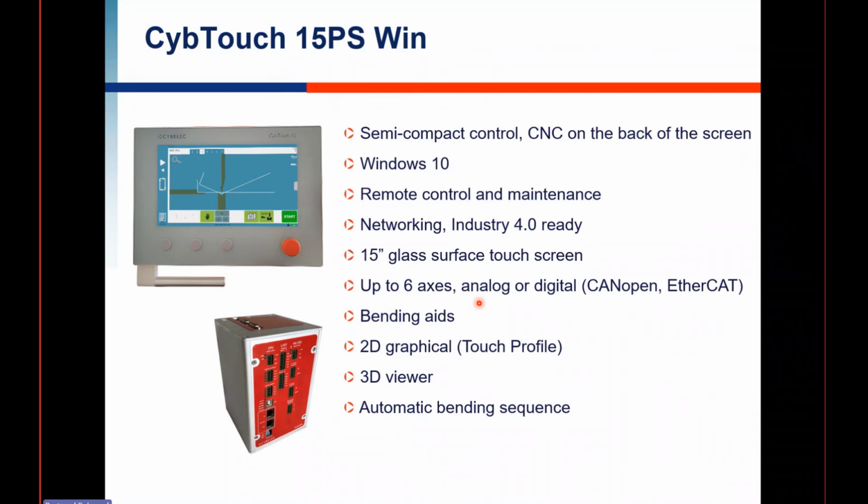So we have now the new 2D included inside the CybTouch. And it's possible to see the 3D part with our 3D viewer. And inside the new 2D software, we improved the automatic bending sequences with more possibilities. And for your customer, it's possible to use the offline software and transfer the part to your CybTouch.